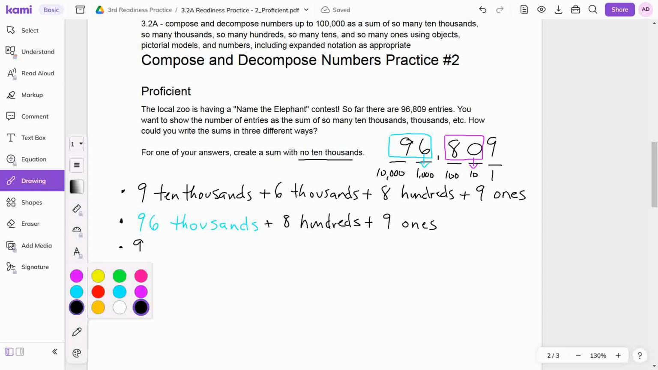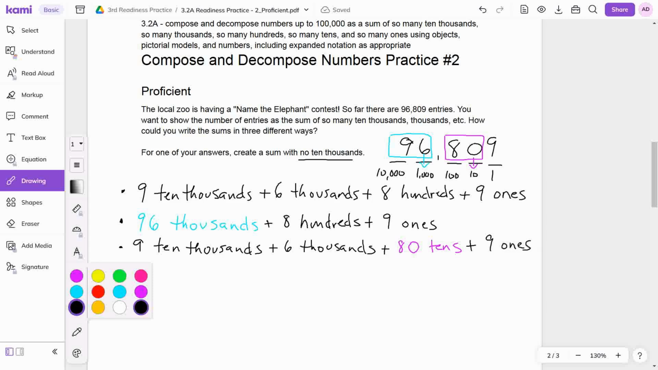So I can separate my 9 10,000s. If you want, you can keep it as 96 thousands. I'm going to go back to how it was. 9 10,000s plus 6 thousands. My second answer is the one that satisfied the challenge of creating a sum with no 10,000s, though there's a few different ways to do that as well. Plus, now let's bring out my 80 tens. If you wanted to, you could have written 809 ones. That would have worked. Plus 9 ones.